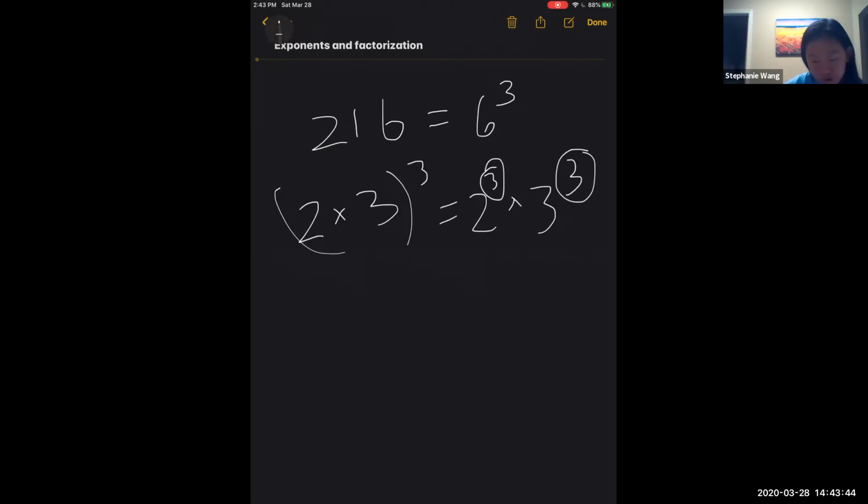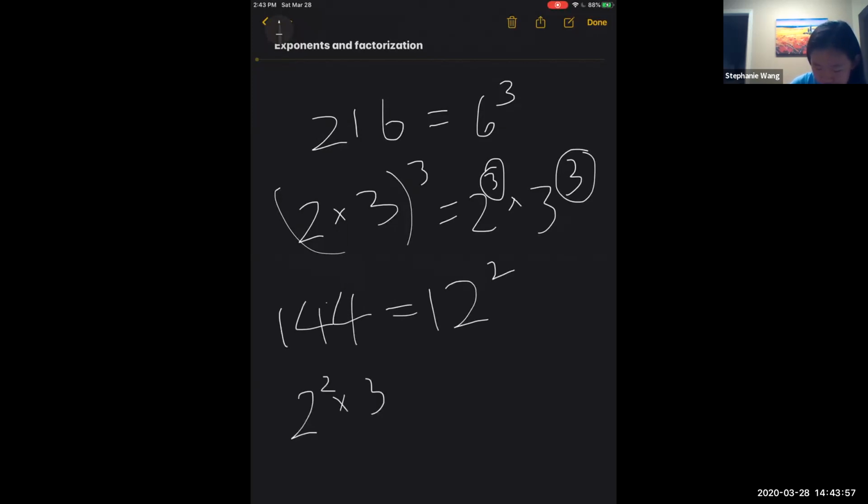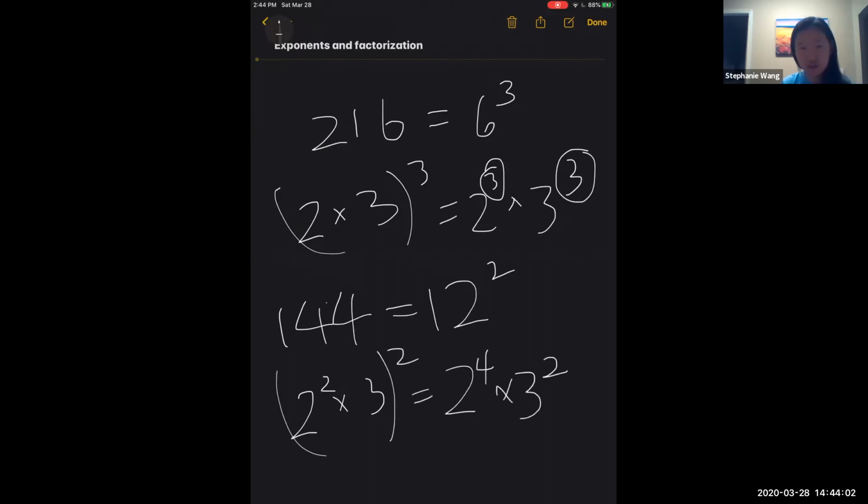And this is similar for perfect squares as well. If we have 144, that would be 12 squared. So if we prime factorize 144, we get 2 to the power of 4 times 3 squared. And notice these exponents right here are all even, and they're also all multiples of 2. So it's important to note that whenever you have a perfect something, all of the exponents of the prime factorization are going to be multiples of that number. Okay.